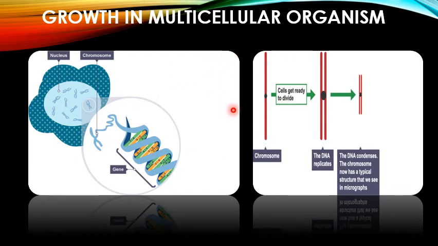So when they get ready to divide, the DNA copies itself. Two DNAs are formed, and they condense to form a chromosome. See, here you can see a chromosome. When they get ready to divide, the DNA replicates. Two DNA strands are formed, and these two DNA condense to form a chromosome. This is what actually happens when there is a division.